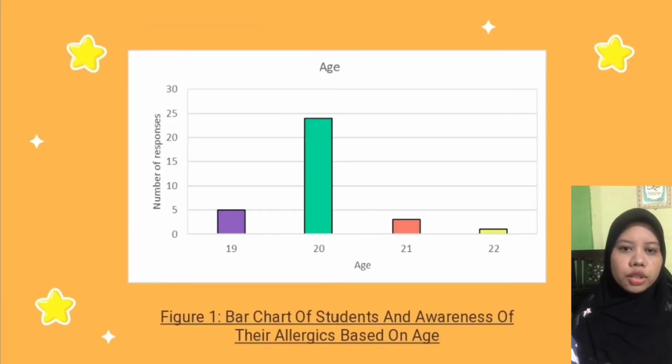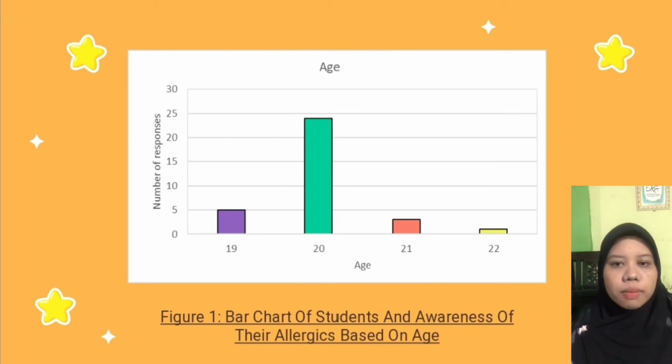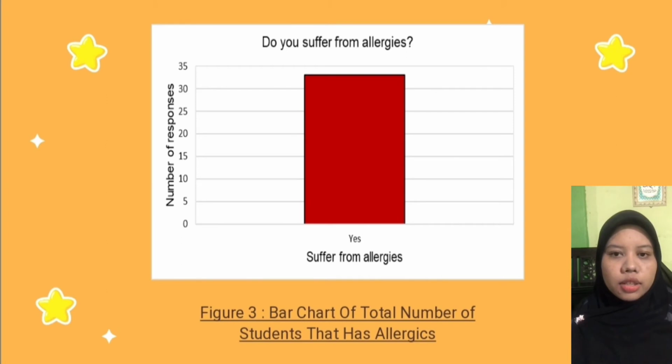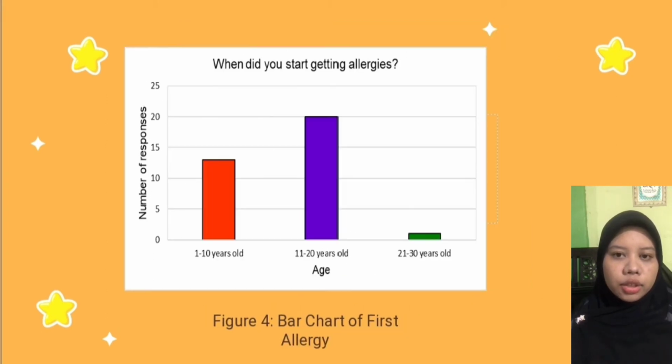Culture of student and awareness of their allergy based on age is age 19, 20, 21, 22. The highest number of responses is 20. For the culture of students that have allergy based on gender, the number of responses for female is 25, and for male is 8. The total number of students that suffer from allergy is 33. The bar chart of first allergy shows the highest response is between 11 to 20 years old when they started getting allergy.